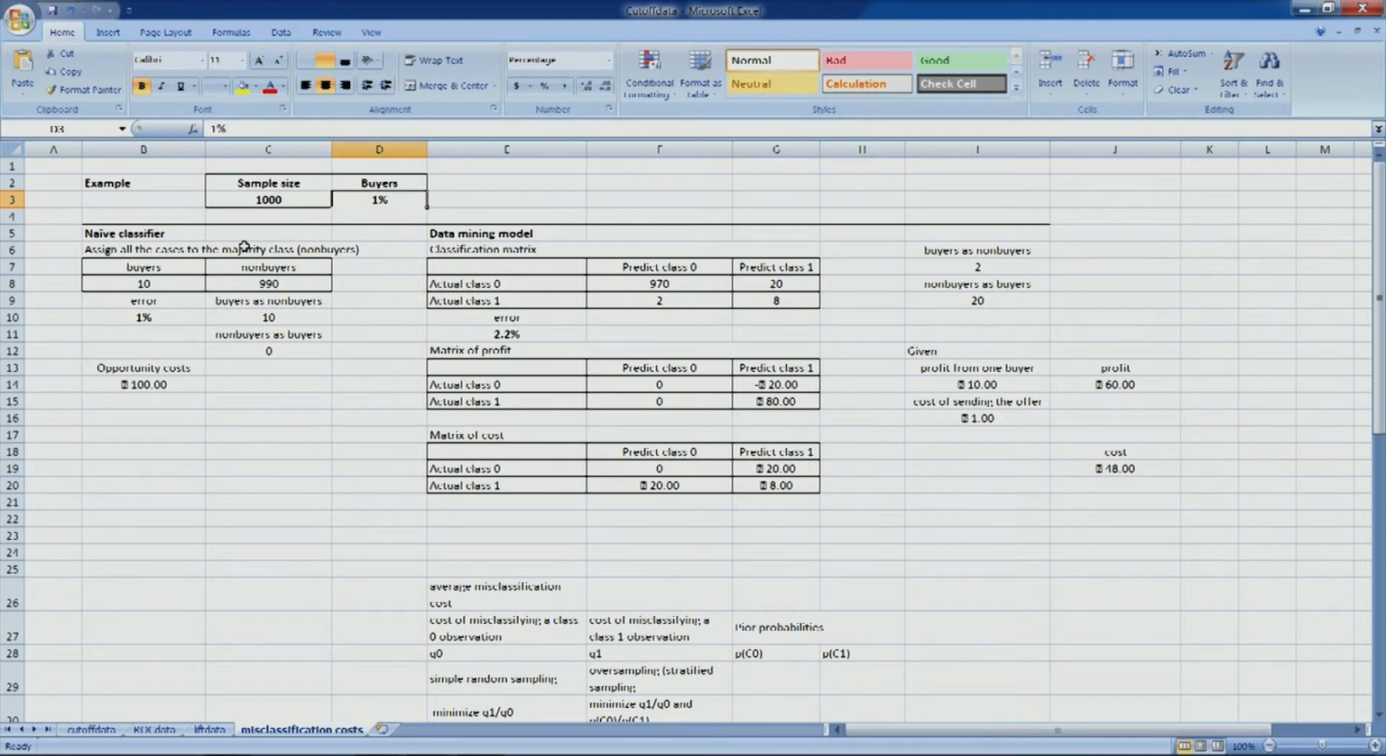So that would be 10 buyers, and then the remaining would be non-buyers. So buyers would be 10 and the remaining would be non-buyers. If we use the naive classifier, if we don't build a data mining model, then what we do, following a naive classifier, is assign all the cases to the majority class.